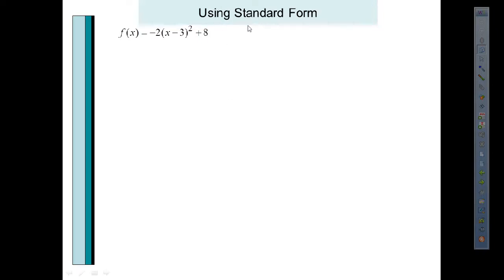Alright, so let's graph this using standard form. We've already got it in standard form, and as we're looking at it, we notice that here with the a, it's going to open down. We have a vertex of (3, 8). The axis of symmetry is going to be x equals whatever the x component is here. So x equals 3.